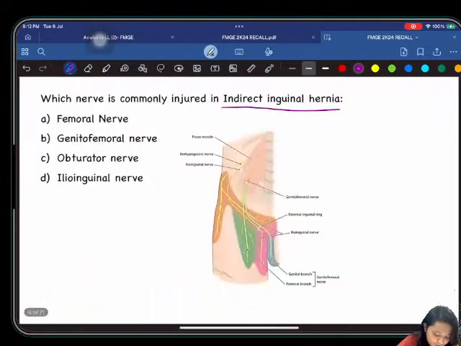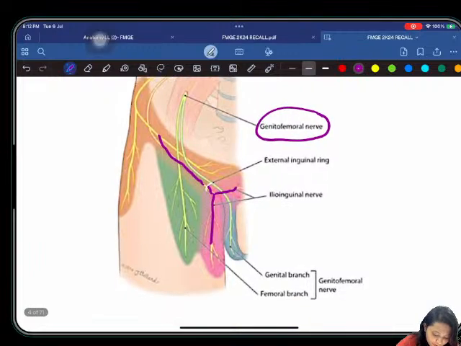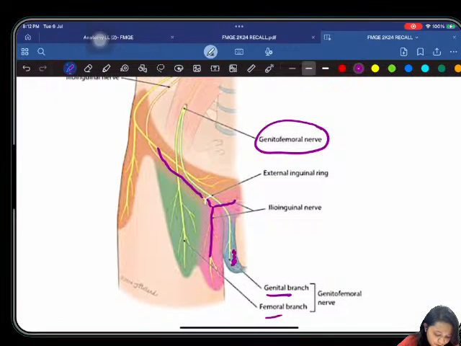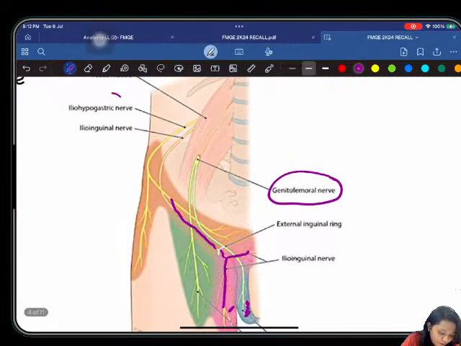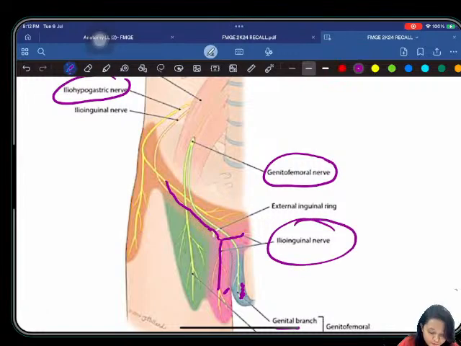You can see in this image also, this is the ilioinguinal nerve, which is traversing through the inguinal canal. You also have the genitofemoral nerve, with its genital and femoral branches, mostly supplying the genital and femoral area, and you also have the iliohypogastric nerve, but mostly through the canal the ilioinguinal nerve is traversing, and it comes out of the superficial inguinal ring. So when there is treatment of an indirect inguinal hernia, the ilioinguinal nerve is very likely to get injured.